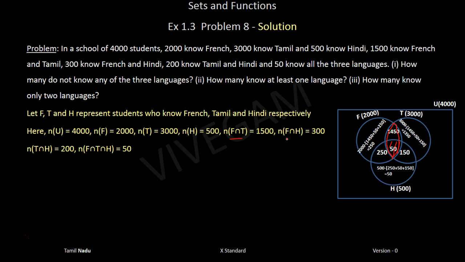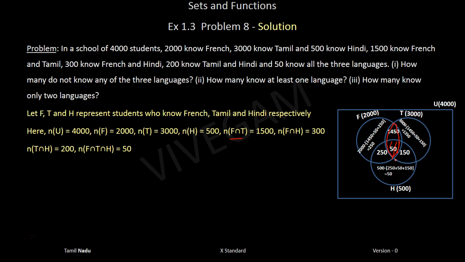Similarly, next, French and Hindi. French and Hindi is 300, so this whole thing is 300. Out of which 50 is already counted, because that 50, apart from knowing French and Hindi, also know Tamil. So that 50 has to be subtracted from 300. So this area, who know only French and Hindi, is 250.